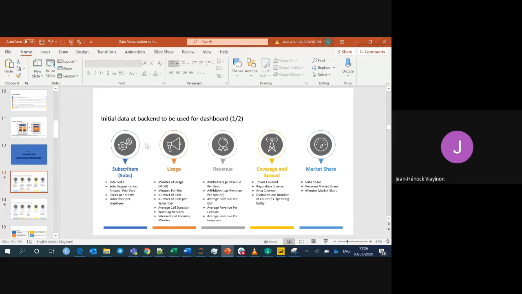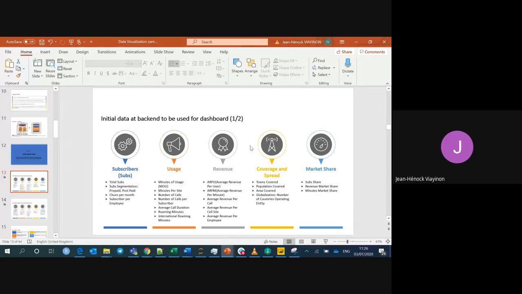Now moving to the usage side, you could have the minute of use, how many minutes a user is actually using during the month, during the week, during the year, during the trimester, everything you want. So minute per site, number of calls per subscriber, and so on and so forth. Moving to the revenue side, you could have the average revenue per user, the average revenue per minute, the average revenue per call, and everything related to revenue.